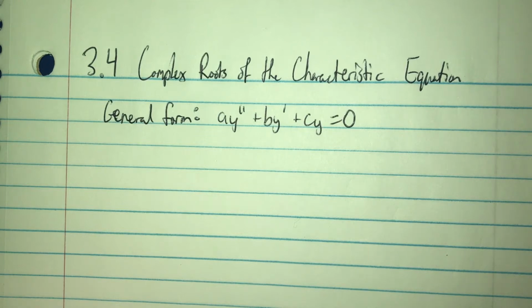Welcome to Differential Equations, Chapter 3, Section 4. In this section, we'll be discussing complex roots of the characteristic equation. So we have the general form ay double prime plus by prime plus cy is equal to 0. In this section, we'll be discussing this with imaginary numbers.